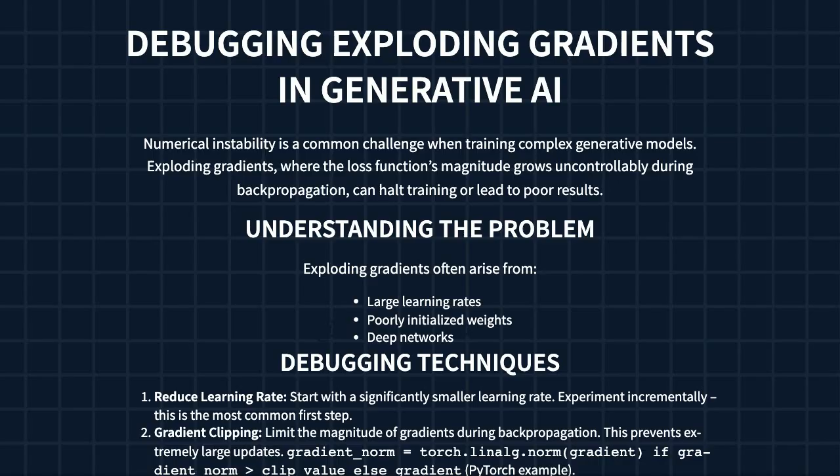Luckily, there are a few things we can do to debug this. The simplest first step is usually to dramatically reduce our learning rate. Then, something really useful is gradient clipping, which limits how big those error signals get during backpropagation. Also, making sure that the model's weights are properly initialized can help prevent problems down the line. Finally, using techniques like batch or layer normalization can make the entire training process much more stable and less prone to these explosive issues. Keep an eye on your loss function. A sudden spike is usually a sign something's up.